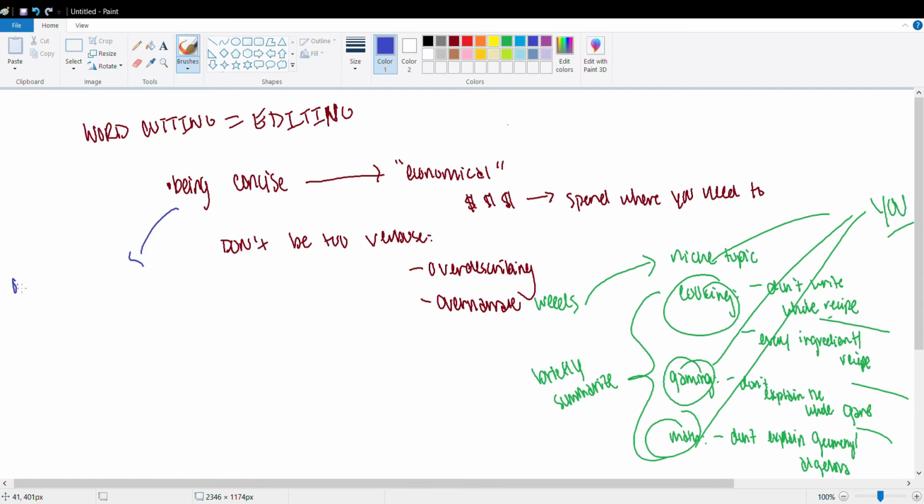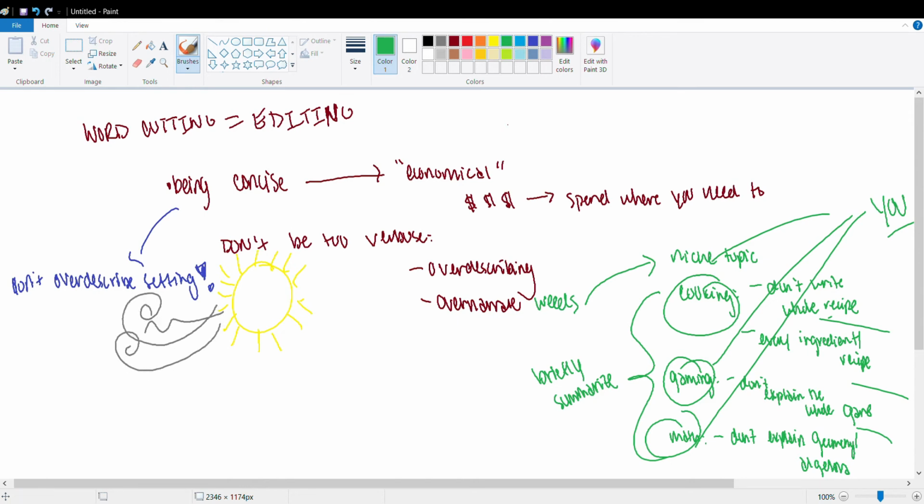So don't over describe setting. What does that mean? Basically, we don't care how bright the sun was that day. You do not need to go on and on about how the sun was super bright and there was wind and the tree was the tallest tree you had ever seen with a cute little squirrel.